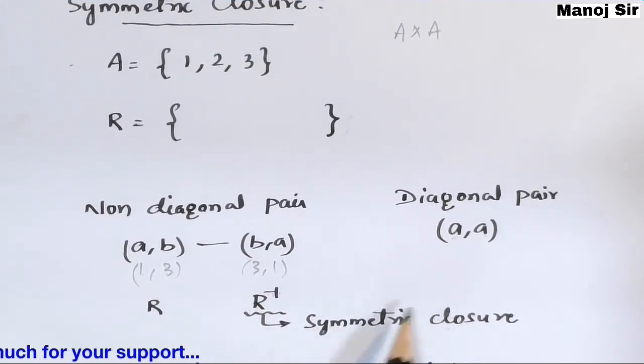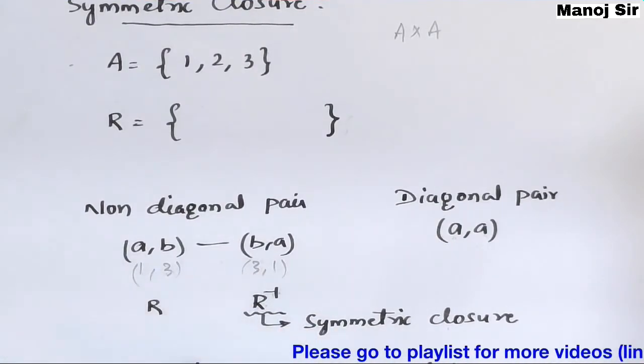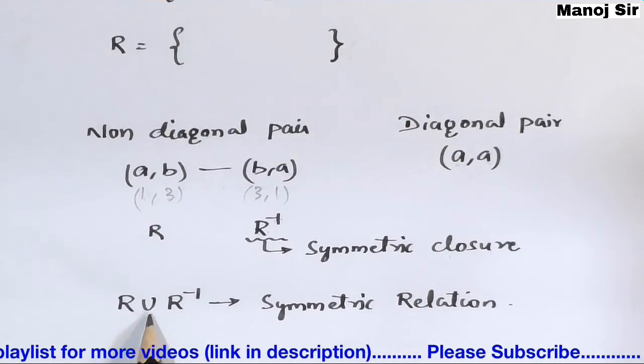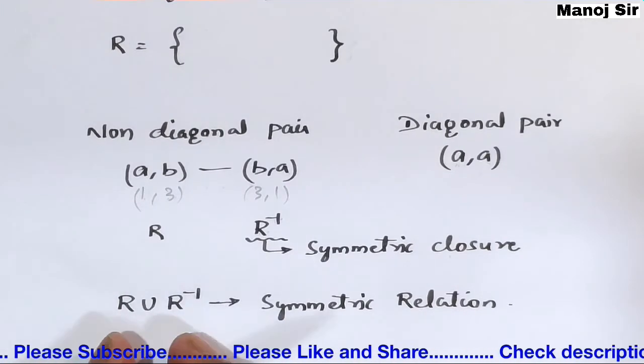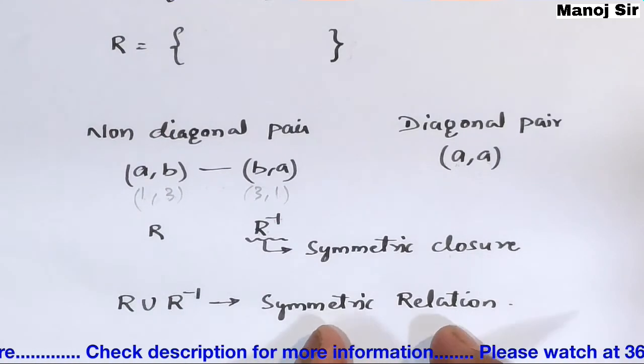I hope that this part is clear to you. If you add this part with this, the resultant will be symmetric relation. So finally we can say, if you use this operation, that is R union R inverse, if you add both, then the resultant would be symmetric relation.